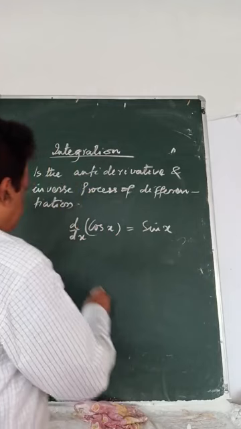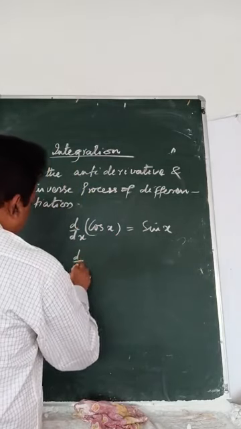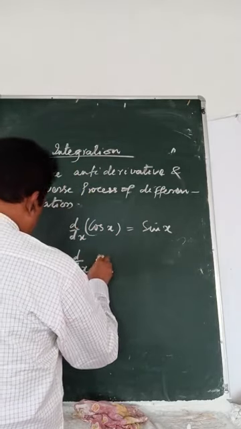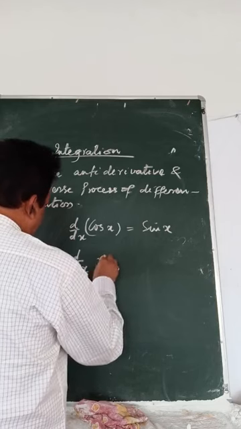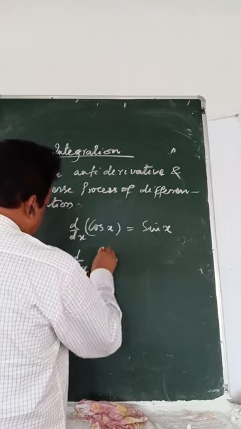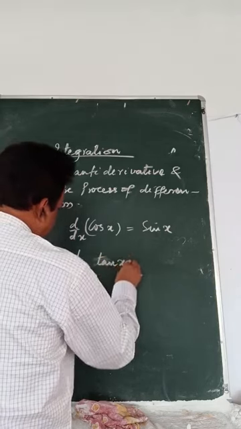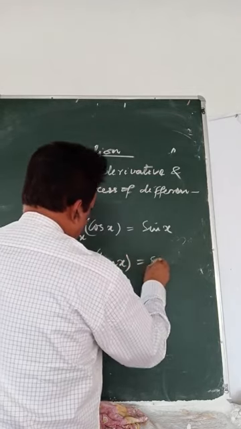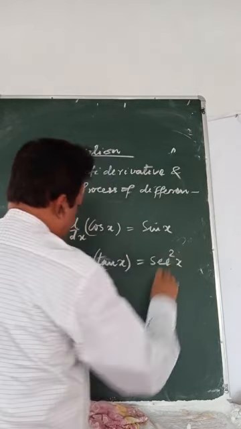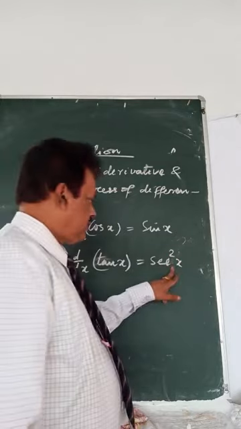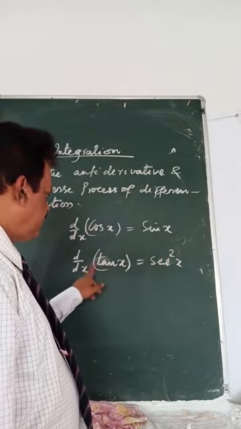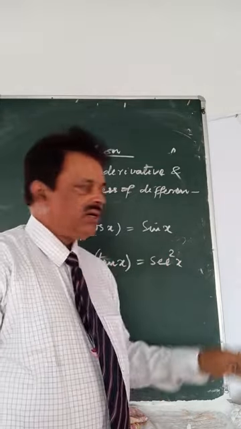Sin x is the antiderivative of cos x. Suppose you know d/dx of tan x is sec square x. So you can call sec square x the antiderivative of tan x. So how do you write it?